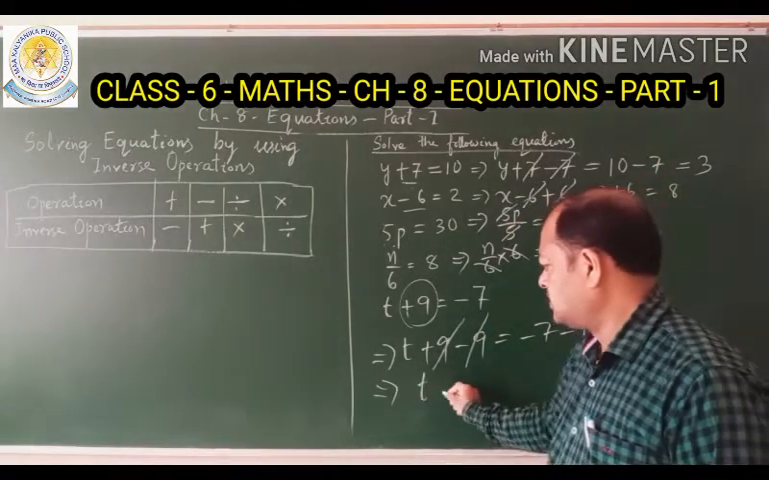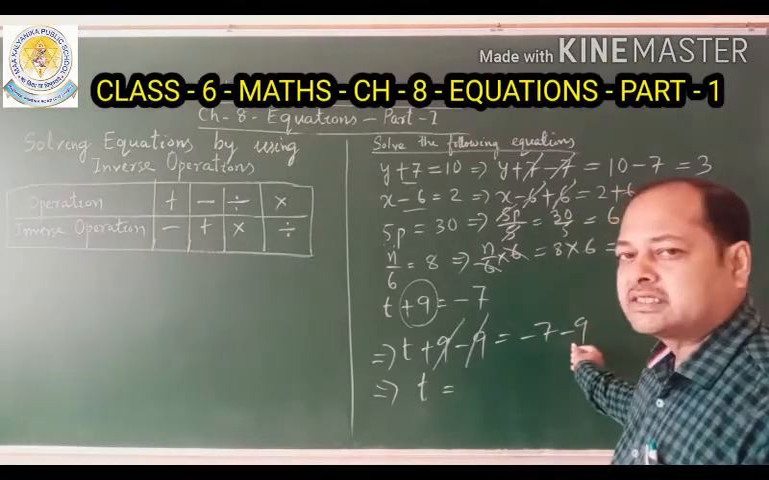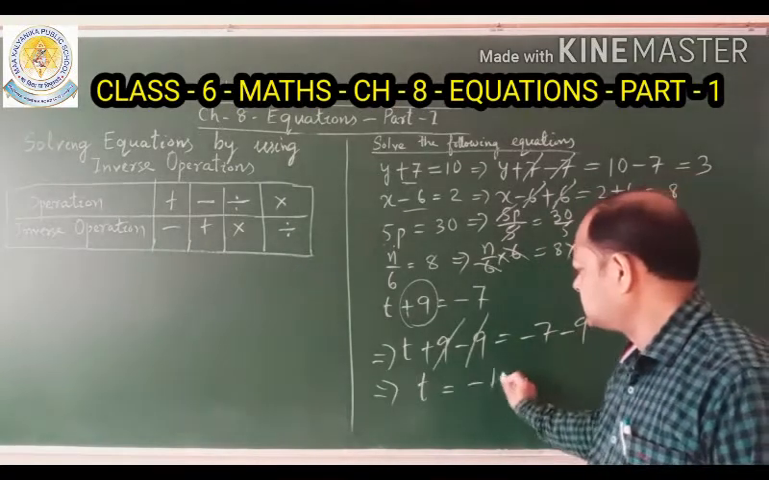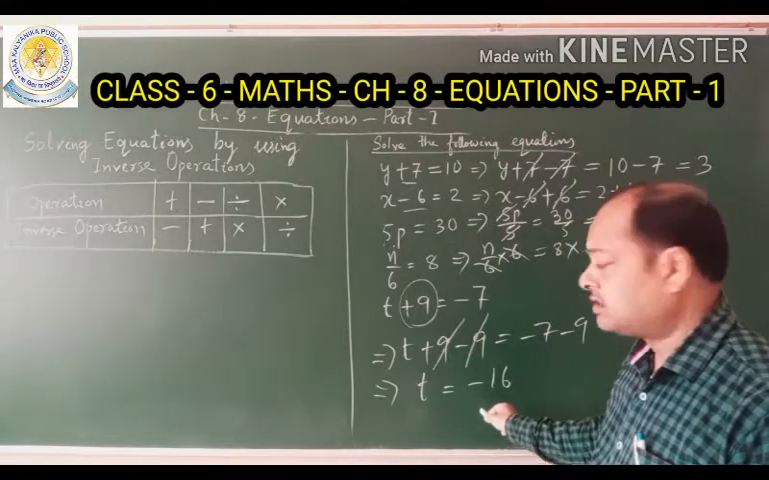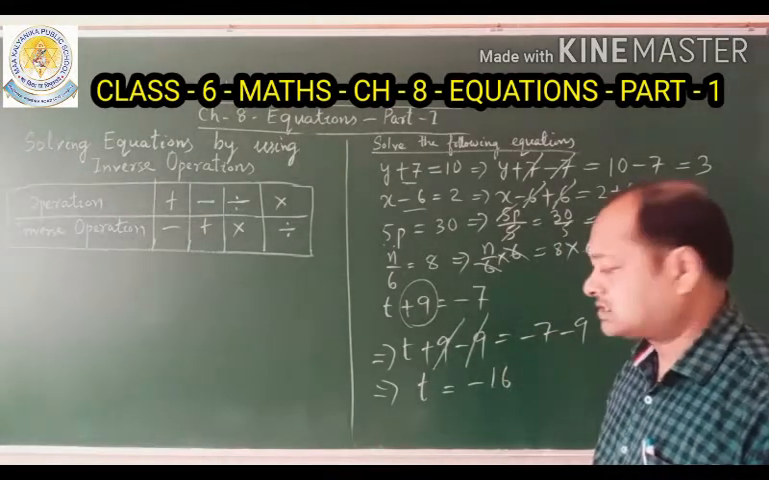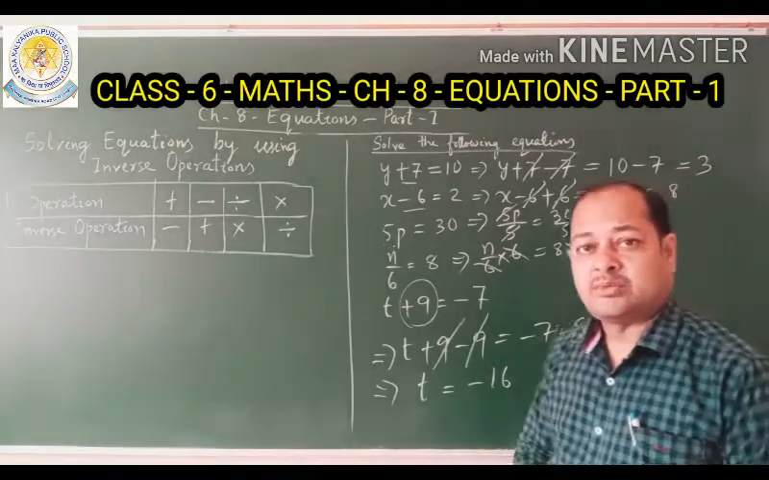So t equal to how much? Minus 7 minus 9, that is minus 16. When we add minus with minus, the sign will also be minus, and 7 plus 9 is 16. So minus 16 is the value of t.